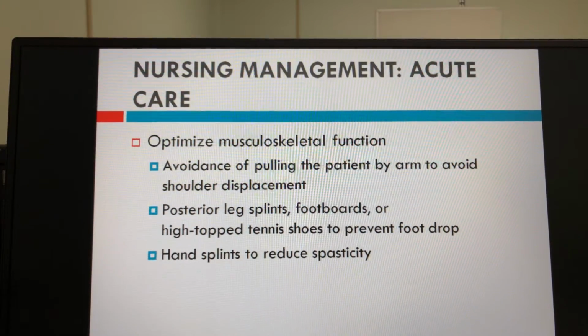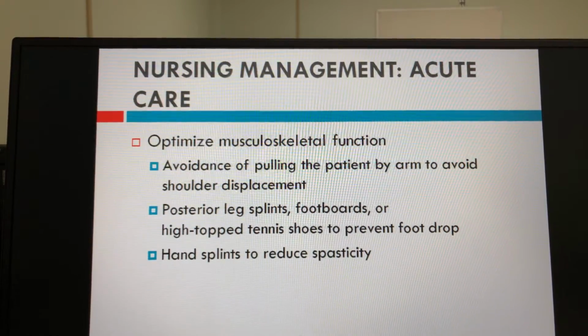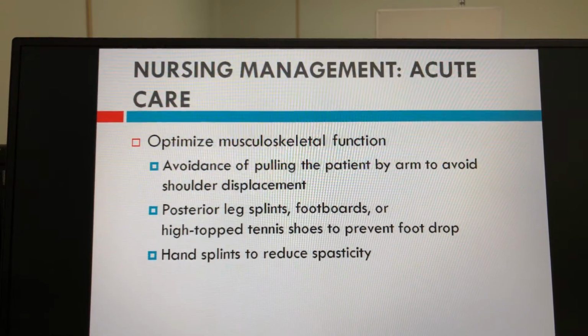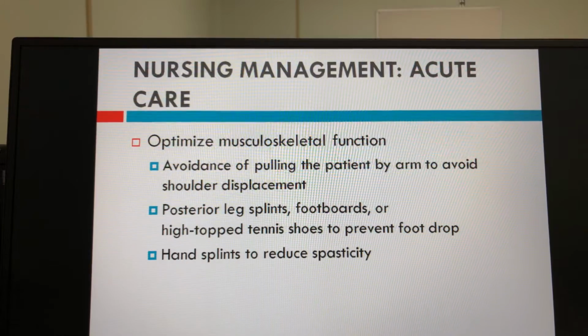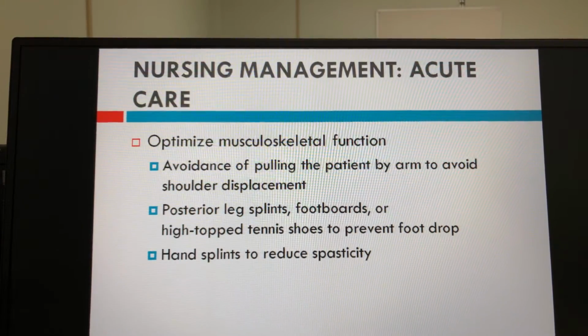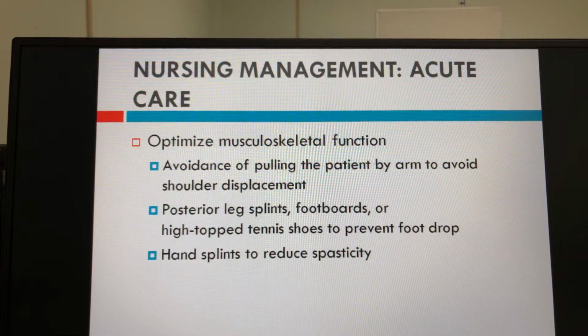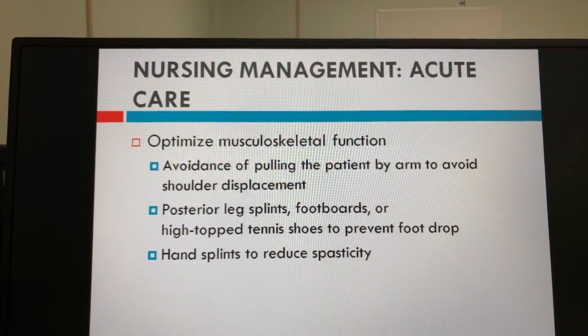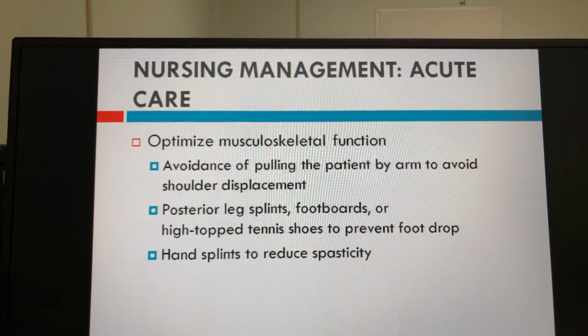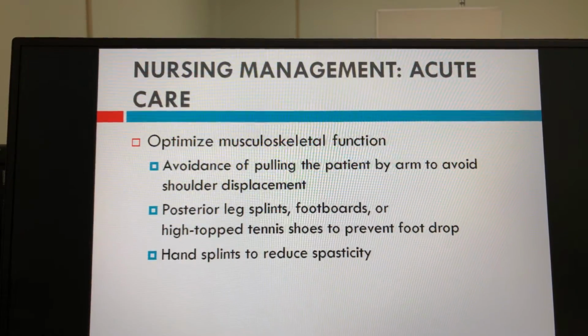Experts seem to disagree on whether hand splints facilitate or diminish spasticity, and the decision regarding the use of footboards or hand splints is made on an individual patient basis.